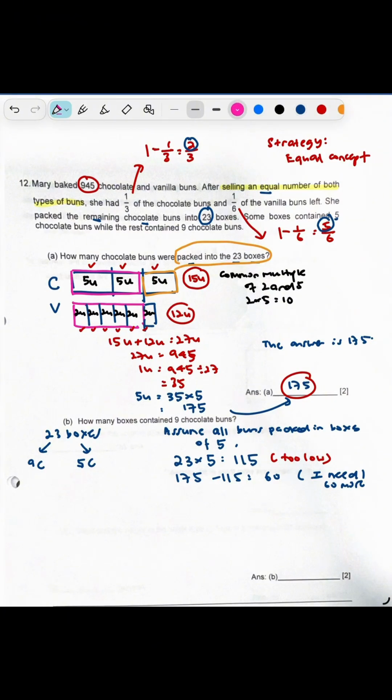So what am I supposed to do? You are going to take out a box containing 5 and put in a box containing 9 buns. We are going to do an exchange. This is called an exchange.